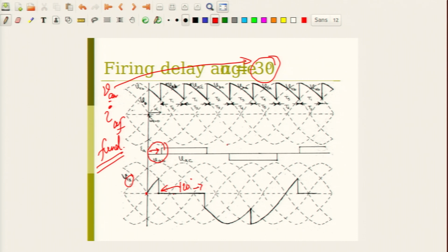So, now one interesting point here is, of course, here we are assuming that the DC side current is constant. So, this is something which you should remember. So, this is IAC of course, but IDC is constant, because the inductor on the DC side is assumed to be very large.